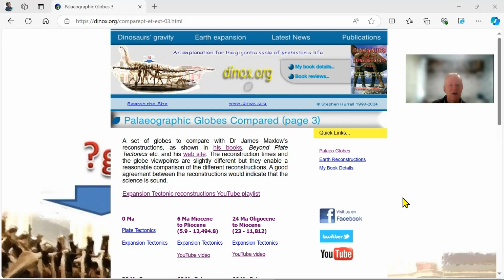I've been constructing a set of globes to compare with Dr. James Maxlow's reconstructions, as shown in his books and on his website. The reconstruction times and the globe viewpoints are slightly different, but they do enable a reasonable comparison of the different reconstructions. And a good agreement between the reconstructions would indicate that the science is sound, because all science should be reproducible.